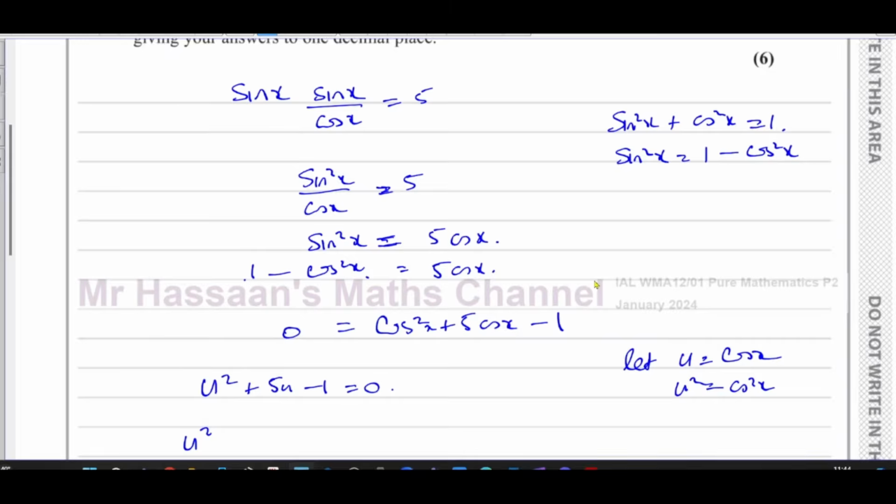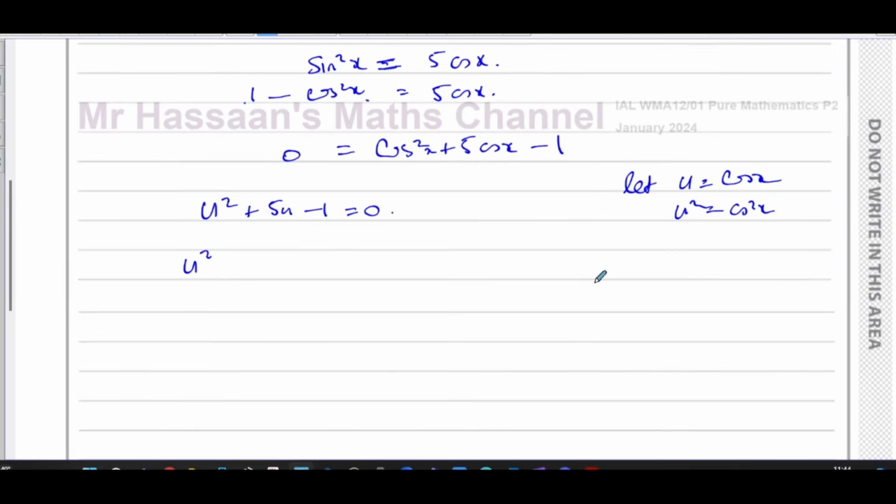Added that, subtracted that. Okay, good. So now we've got u squared plus 5u is equal to 1. That's the first step. Then we're going to have (u + 5/2) squared minus 25/4 equals 1. Okay, so I'm completing the square for this. I'm taking half the coefficient, squaring the bracket, taking away the square of what's inside here.